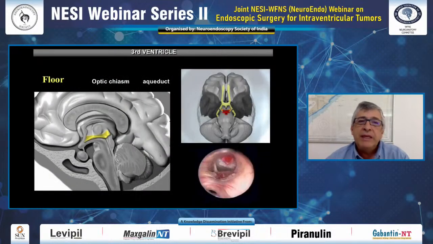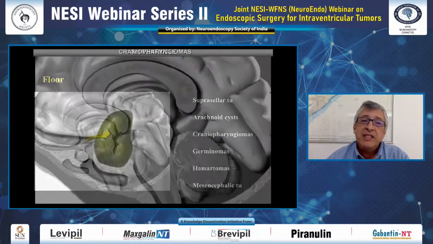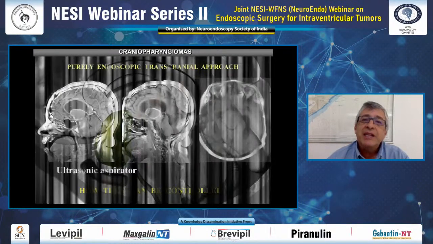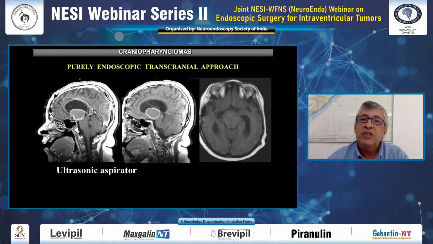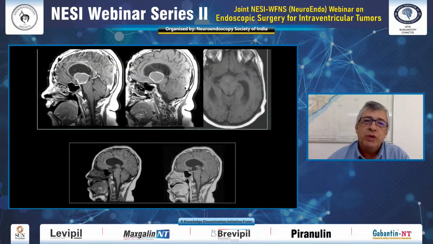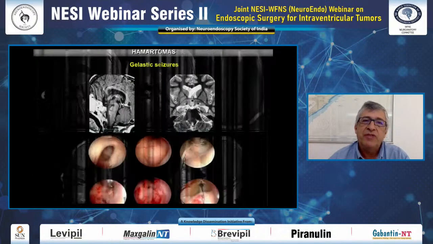And the floor of the third ventricle is from the optic chiasm to the aqueduct. You have several kinds of tumor: suprasellar cyst, suprasellar tumor, craniopharyngioma, germinomas, hamartomas, brainstem tumor. In that situation, the most frequent is the craniopharyngioma, and the craniopharyngiomas, when inside the third ventricle, I think the best treatment should be with ultrasonic device, and here after complete resection of the tumor.